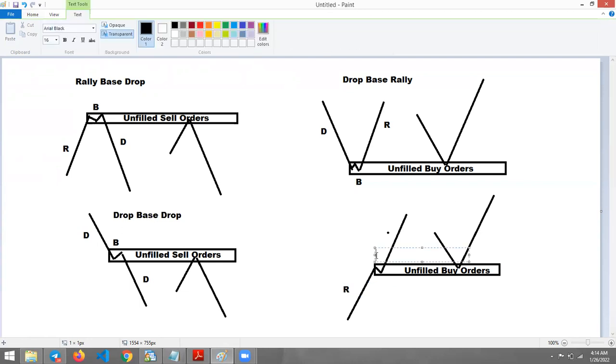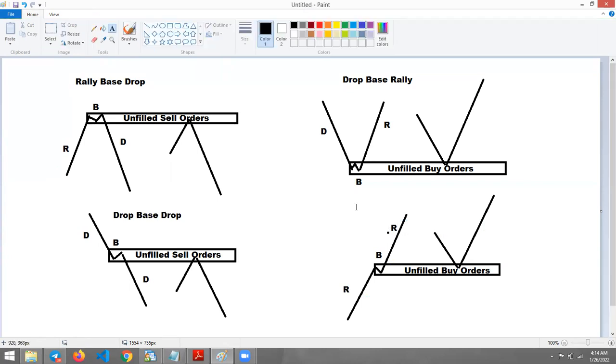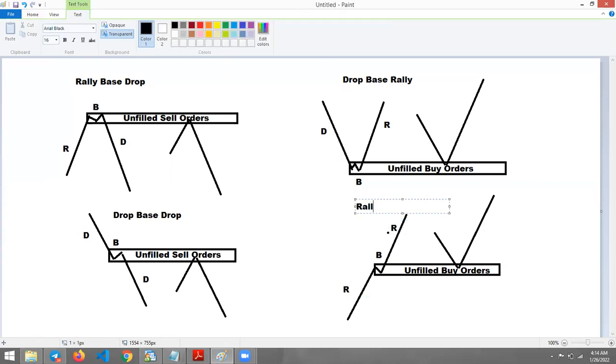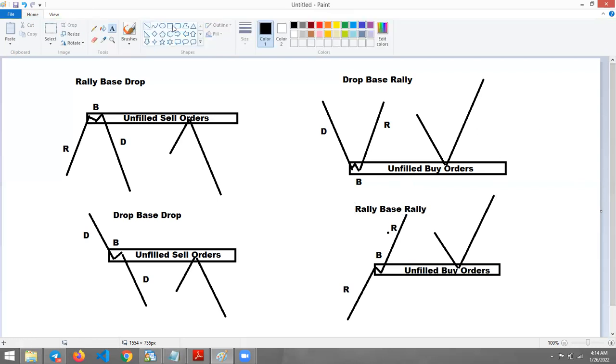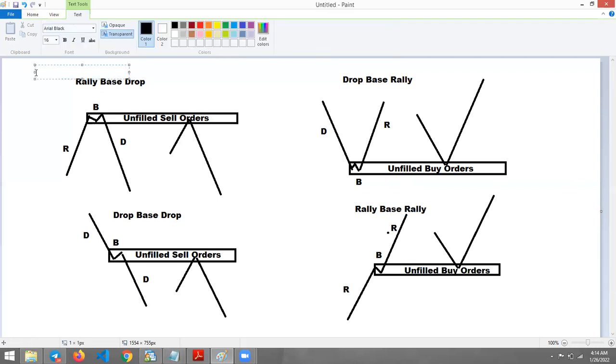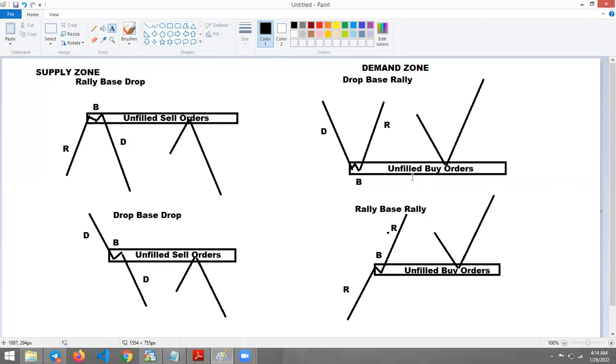Price will rally, form a base, and then rally. So this is what we call the rally, base, rally. Yeah, so now this is just a summary. On my right, this is what we call the supply zone. And then on my left, this is what we call the demand zone. Yeah, so this is basically a summary of decision points.